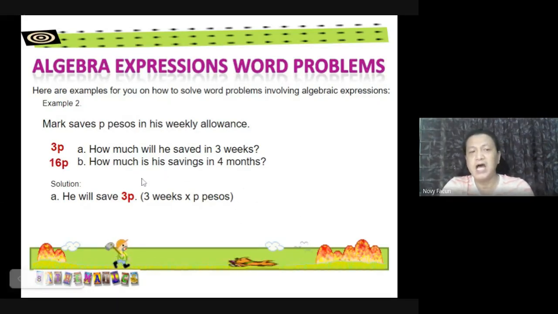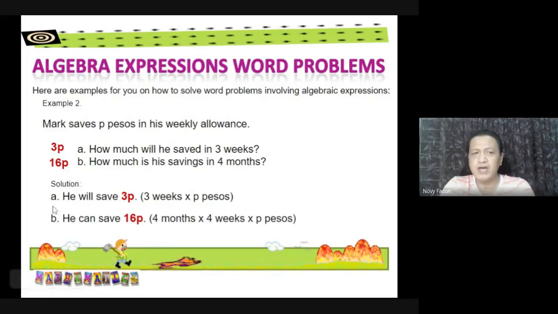For letter B, how much is he saving in 4 months? The answer is 16P. Our solution for that: he can save 16P because there are 4 weeks in a month. To get the answer, just simply 4 times 4 times P pesos, meaning 4 times 4 times 1, that's why 16P.